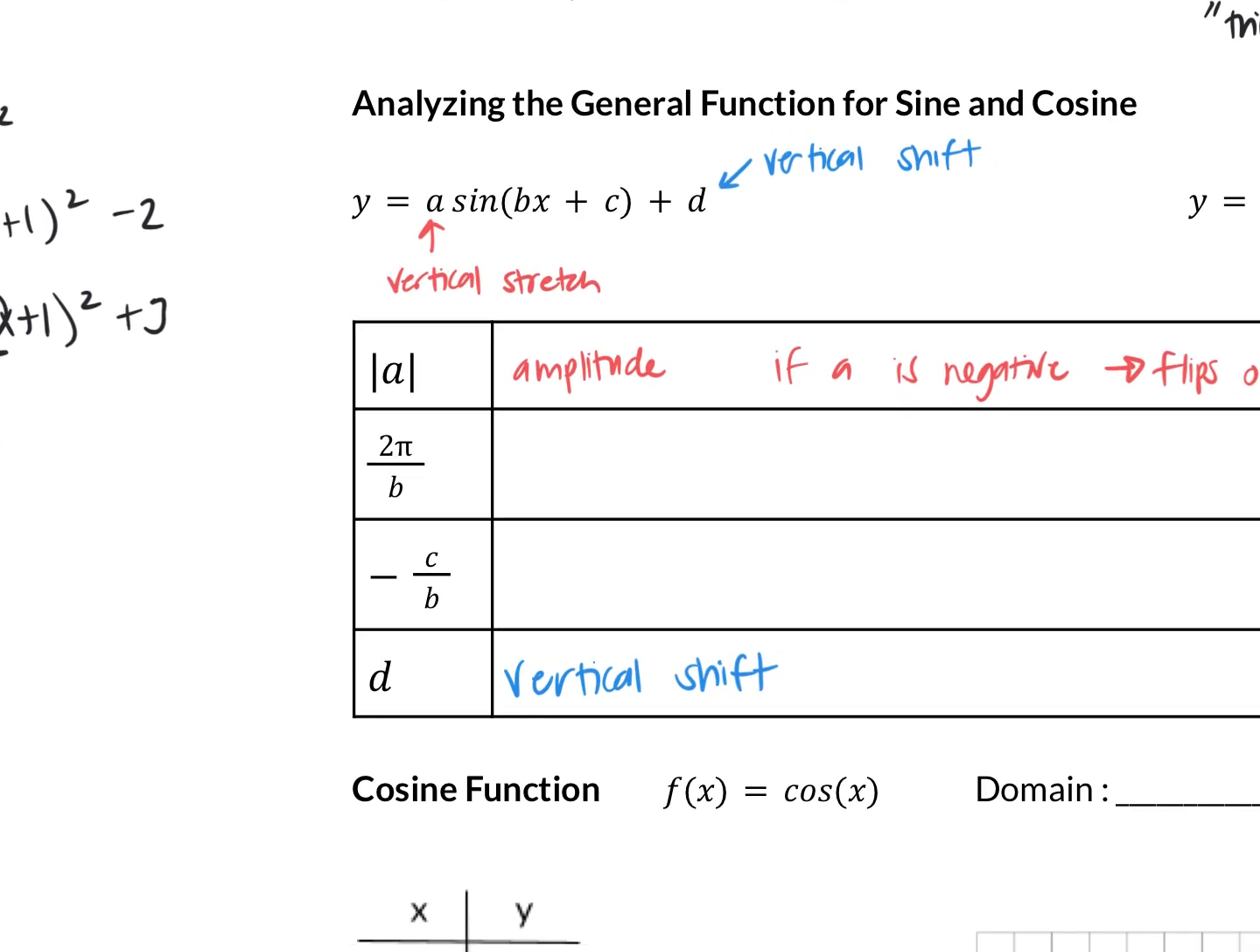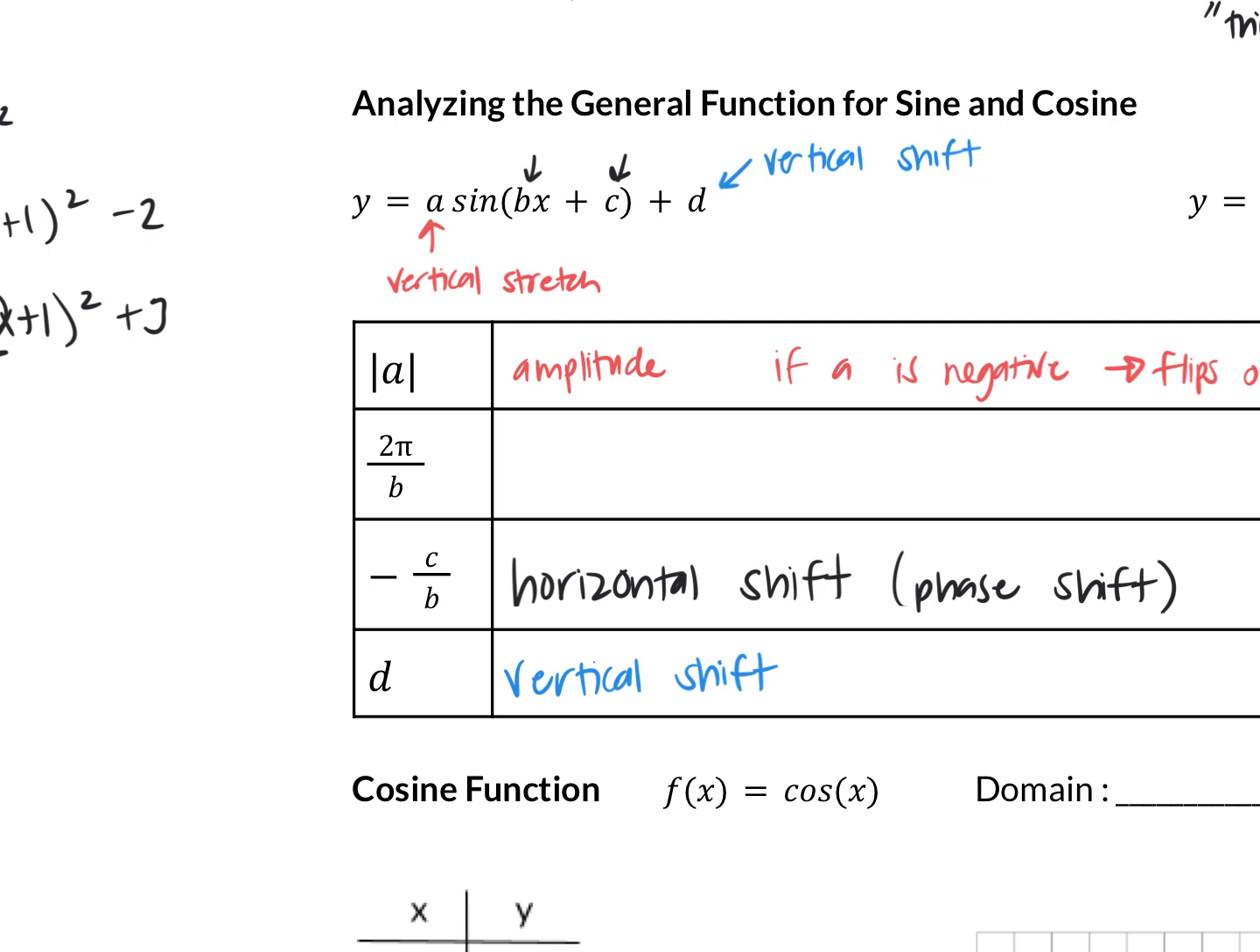It's negative c over b. So it's taking this value and this value, and you're dividing those, and that is what you shift by. You horizontally shift by that thing. So that's your horizontal shift. We're not really going to get into that today. We'll get into more of that next class. And this is actually called a phase shift, is what you'll hear it referred to more.